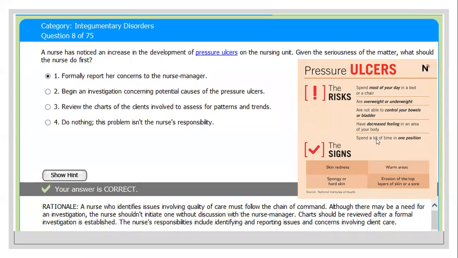And also spend a lot of time in one position. So position changing is important. So what are the cardinal signs of an ulcer? Skin redness, warm in temperature, or hard skin, erosion of the skin or layer. So this is the sign.